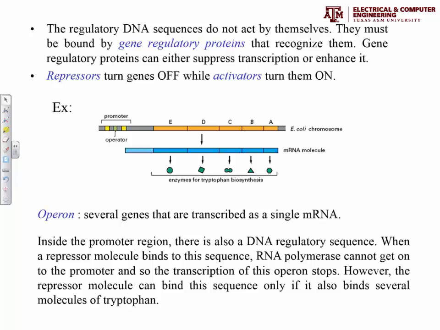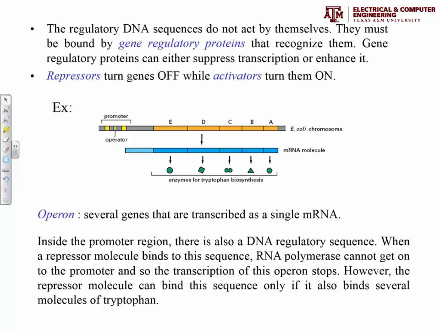So this is the E. coli chromosome, and you have A, B, C, D, E. These are the DNA sequences that will produce this messenger RNA. When you translate it, you get the different enzymes that are needed for synthesizing the amino acid tryptophan. Now RNA polymerase has to get onto this promoter region and start transcription. So the operon is basically several genes which are transcribed as a single mRNA. That happens in bacteria. In eukaryotic cells, one gene will result in one mRNA. You're not going to have several proteins coded in the same mRNA.